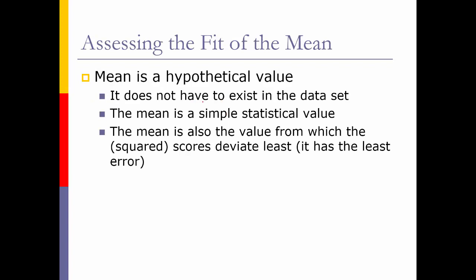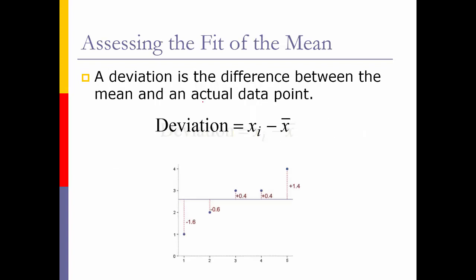Now that mean is technically just a hypothetical value. It doesn't really exist in the data set. It's pretty simple to calculate, and it's also the value from which the squared scores deviate the least, so it's got the least error. And so that's why it's really chosen as the very first statistical model.